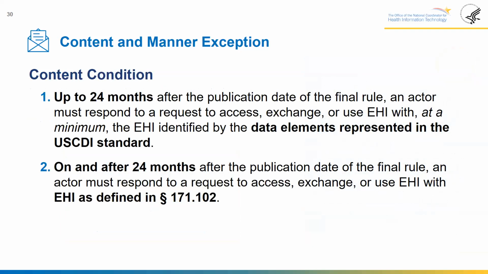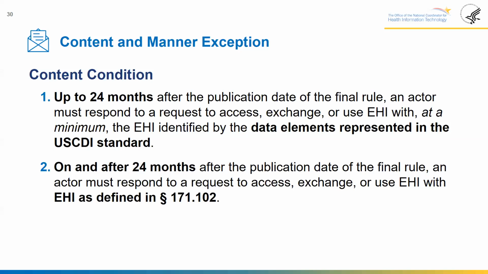Okay, so here we have the content condition, or the what of the content and manner condition. So this condition establishes the content, the scope of EHI an actor must provide in response to a request for access, exchange, or use of EHI in order to satisfy this exception. So let's break it up into the two parts you see on the screen. So up to 24 months after the publication date of the final rule, an actor must respond to a request to access, exchange, or use EHI with, at a minimum, the EHI identified by the data elements represented in the USCDI standard. So as Mike talked about, the information blocking compliance date is 6 months after the publication date of the final rule.